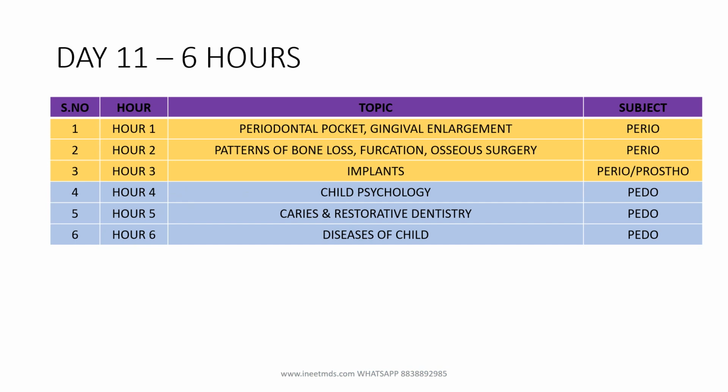The topics from perio include periodontal pocket, gingival enlargement, patterns of bone loss, furcation and osseous surgery, and implants. Implants you have to cover from both perio point of view and prosto point of view and a little bit from oral surgery point of view. From pedo, the 3 topics include child psychology, caries and restorative dentistry, and diseases of child.